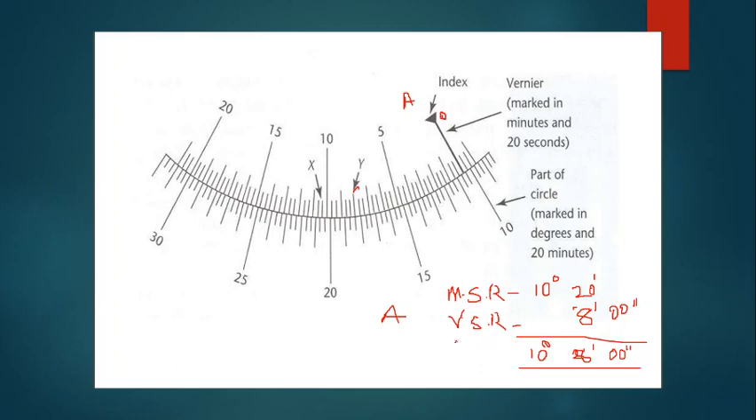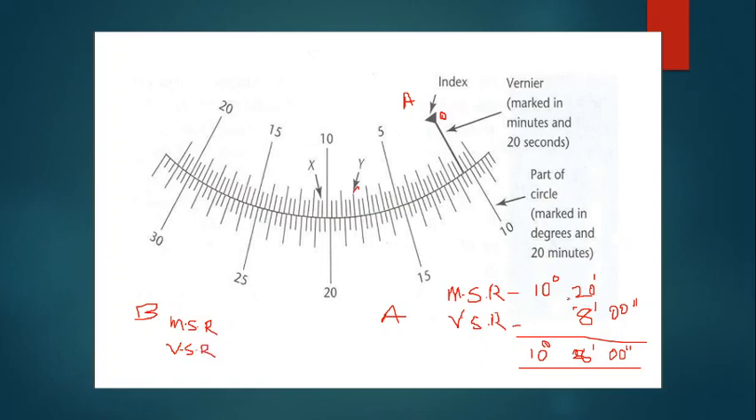Let us say you are recording vernier B. For the same set, if you are recording for vernier B, again it is divided into the main scale reading and again the vernier scale reading at vernier B also.